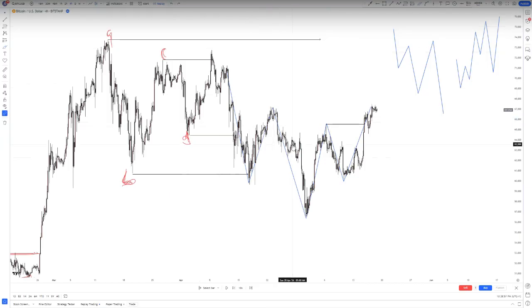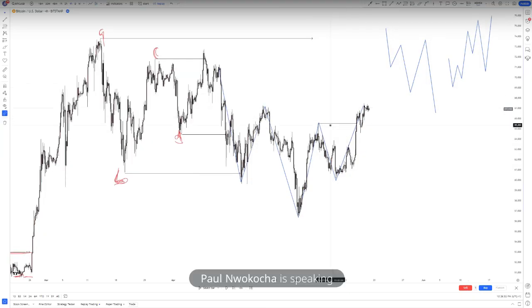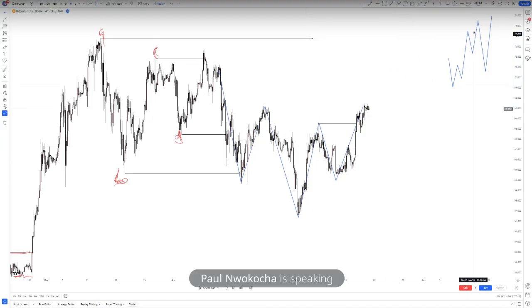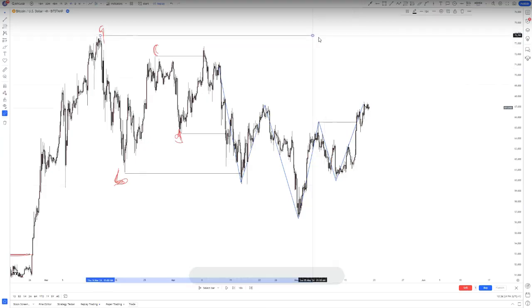Mr. Paul, does it mean that price is now bullish? No, price is not bullish. It's not yet bullish, because it hasn't gone up above the A. All right, that's very good.